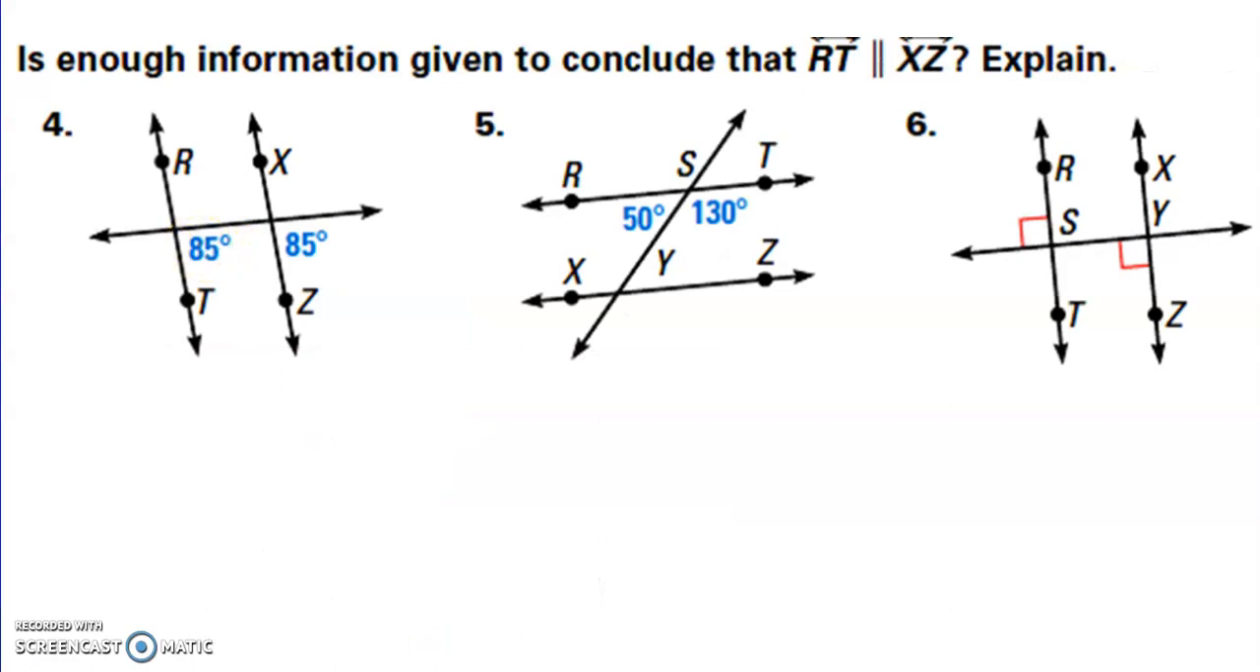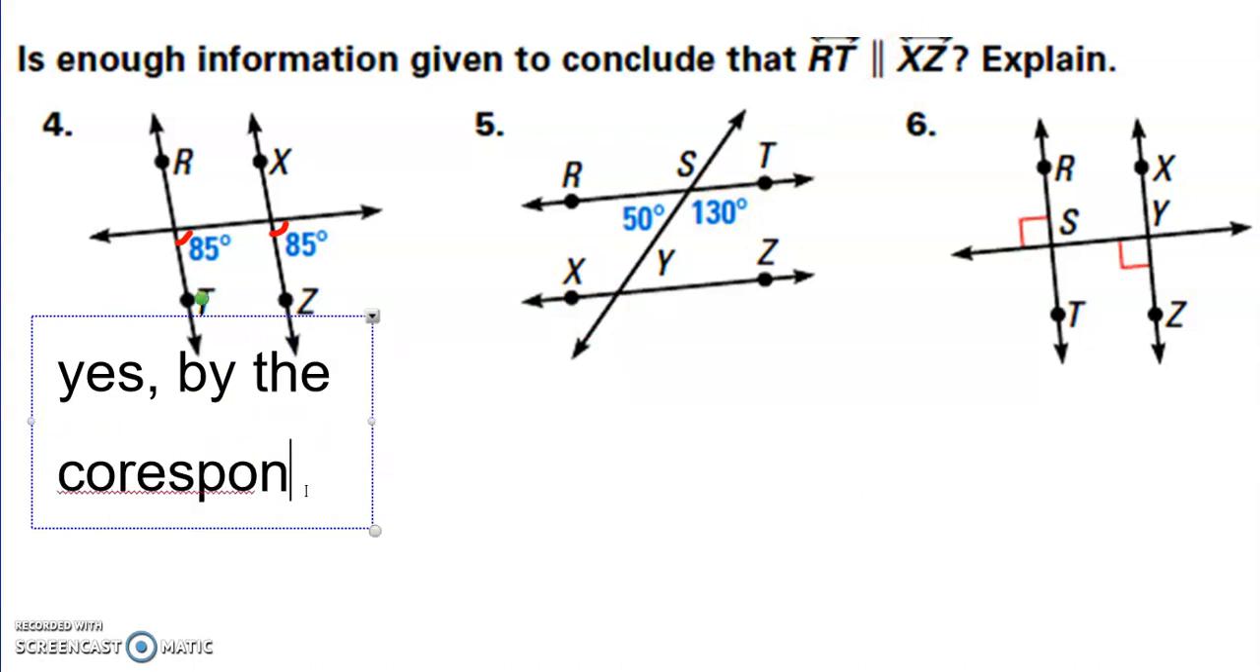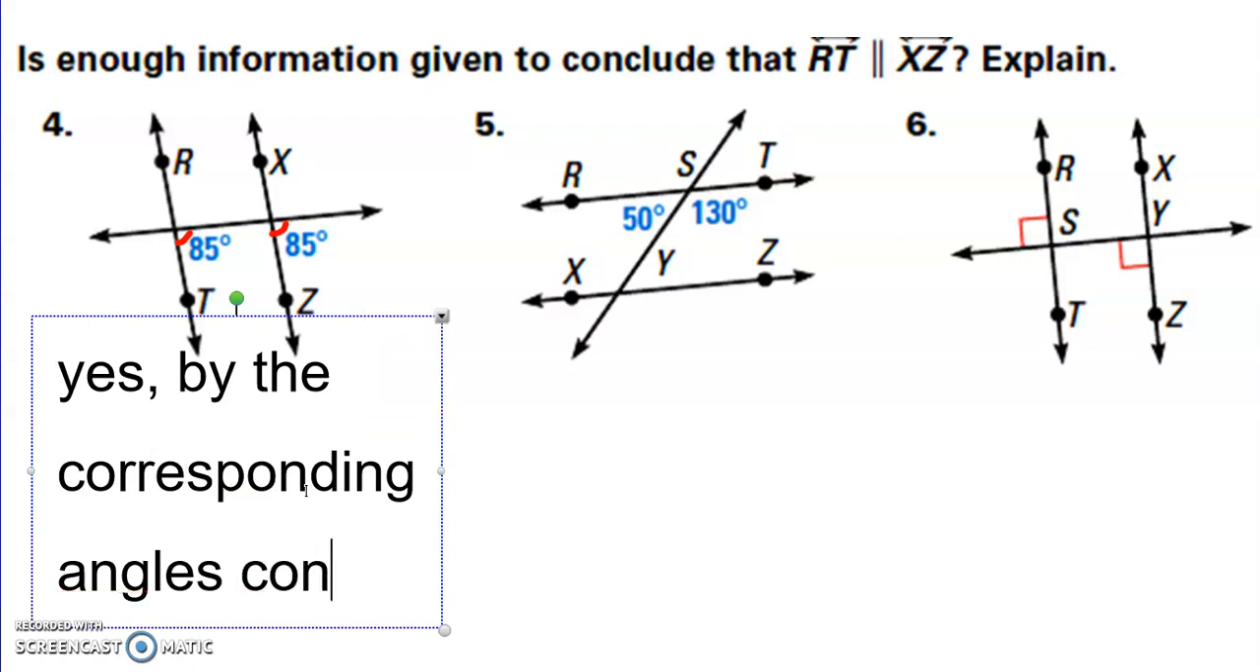These are two corresponding angles because they're both in the bottom right-hand corner, so they're in the same position, and they're congruent. So yes, we can conclude that these two lines are parallel by the corresponding angles converse.